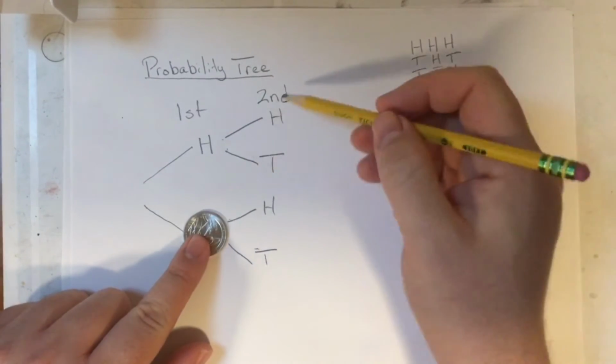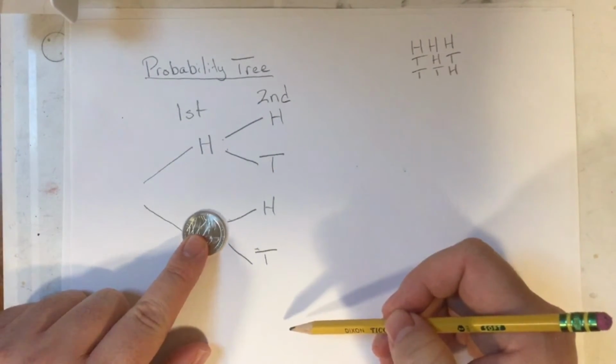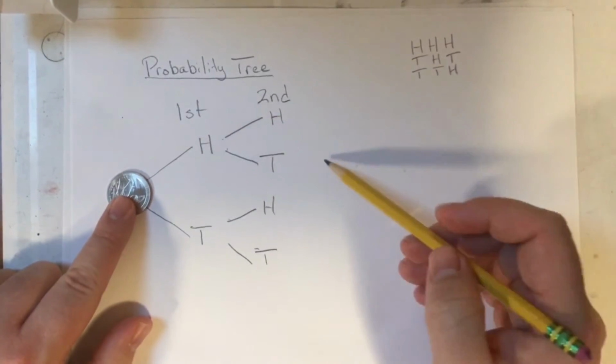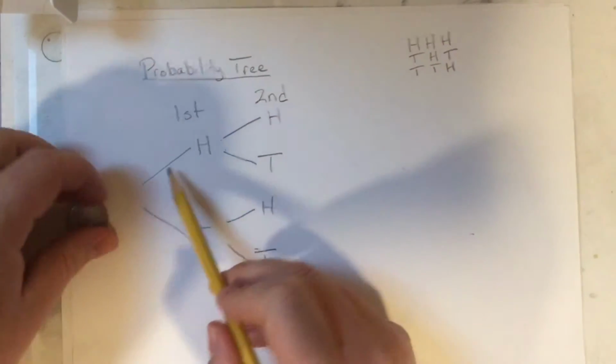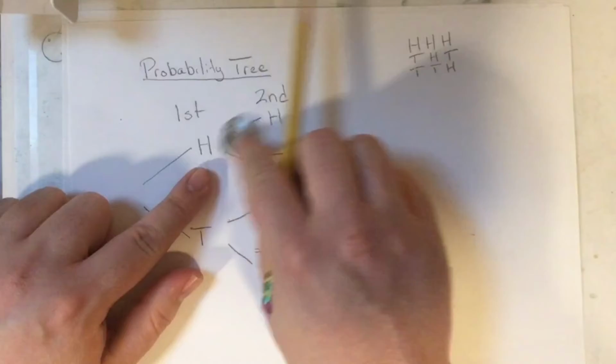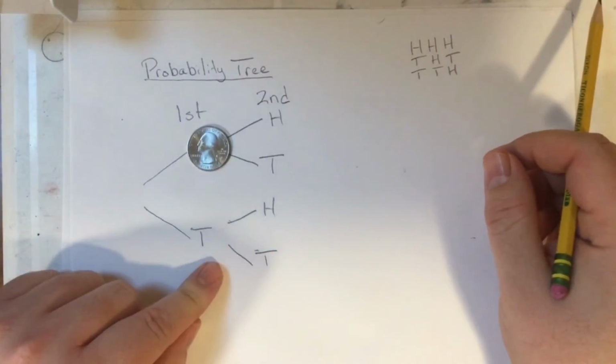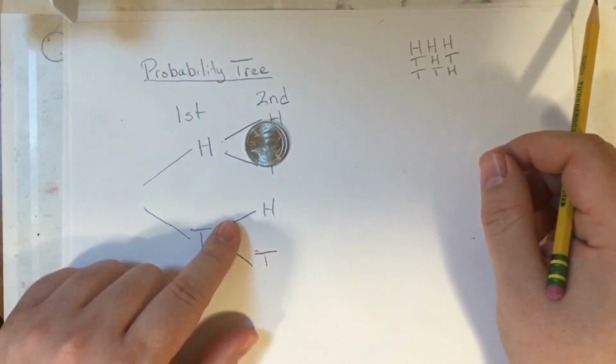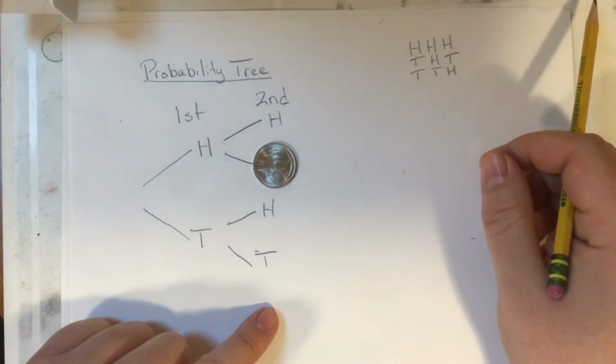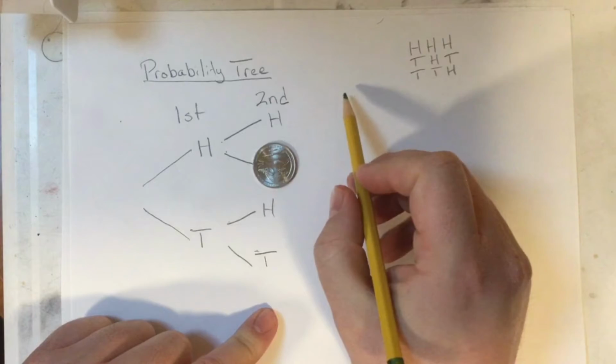So you can see on the second one, I now have 4 different combinations, and we would read it like this. The first time I flipped, I got a heads, and then the second time I flipped, I got a heads. Or the first time I flipped and got a heads, and then the second time I flipped and got a tails. Well, but we're not flipping just 2 times.